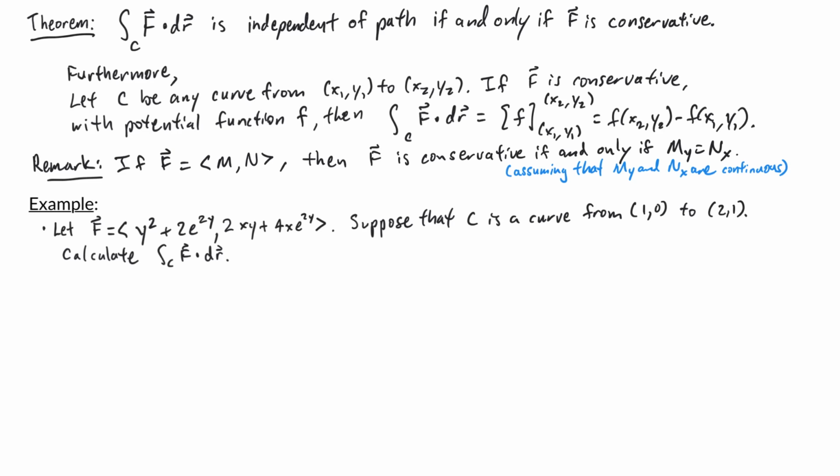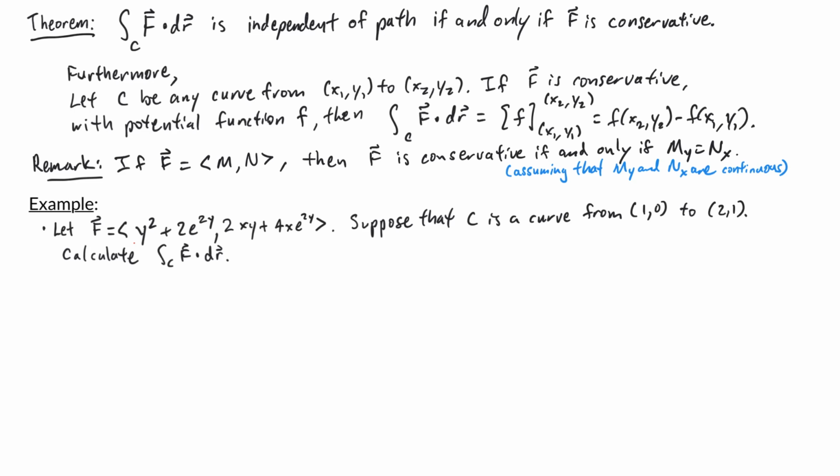In this example, we have the vector field F equals (y squared plus 2e to the 2y, 2xy plus 4xe to the 2y). Suppose that C is a curve from the point (1, 0) to (2, 1). We want to calculate the line integral of F dot dr over the curve C. If I want to use the fundamental theorem of line integrals, I would first need to check if the vector field F is conservative. Let's check by using the test that I just mentioned.